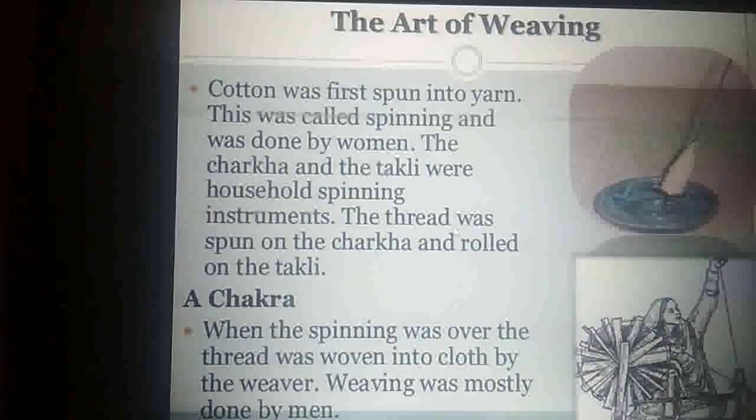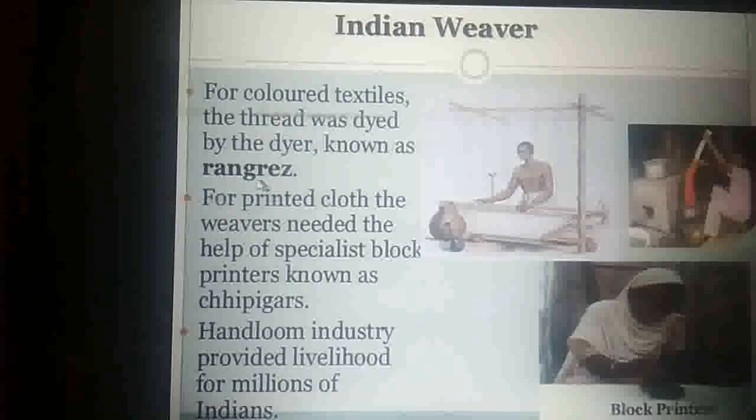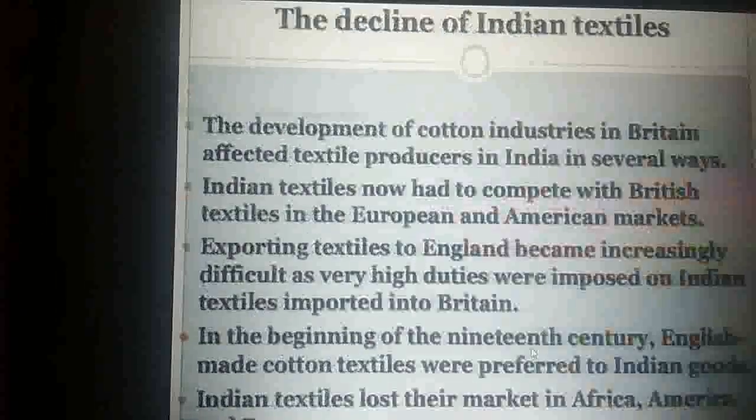This sort of weaving includes spinning. This was done mostly by the women, first in charkhas. After this spinning, cloth weaving was there. This was done mostly by the men. And rangaris are there. These were the people who colored the textiles and the threads. They dye them. And another type of people involved in this textile industry are called chipigaras. For printing printed cloths, the weavers needed the help of specialized block printers, and these specialized block printers were known as chipigaras. As far as this handloom industry is concerned, it was the main source of livelihood to the millions of Indian people.